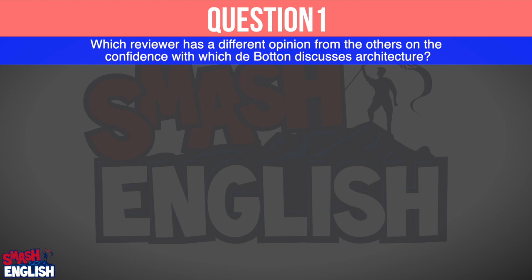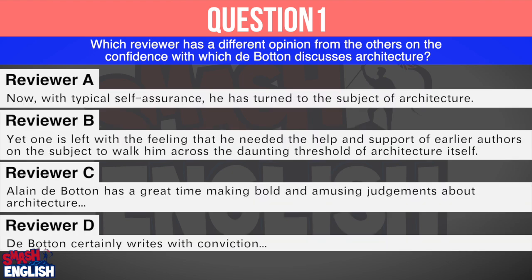So here is our question, and here are the various opinions the reviewers have given regarding the confidence of de Botton when writing about architecture. Our question is, which of these is different to the others? Well, what do you think? Which one is different?